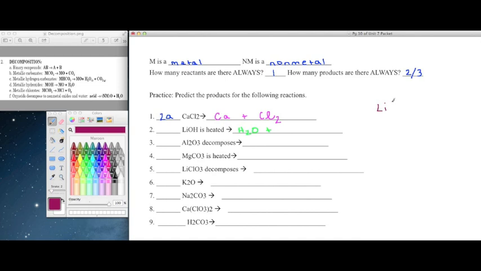So lithium has a +1 charge. Oxygen has a 2- charge. And so to make this compound, since this is my metal, this is my oxide, I'm just going to cross my charges, and so I get Li2O. So my second product is going to be Li2O. That's my metal oxide, and I'm done. Not too bad.